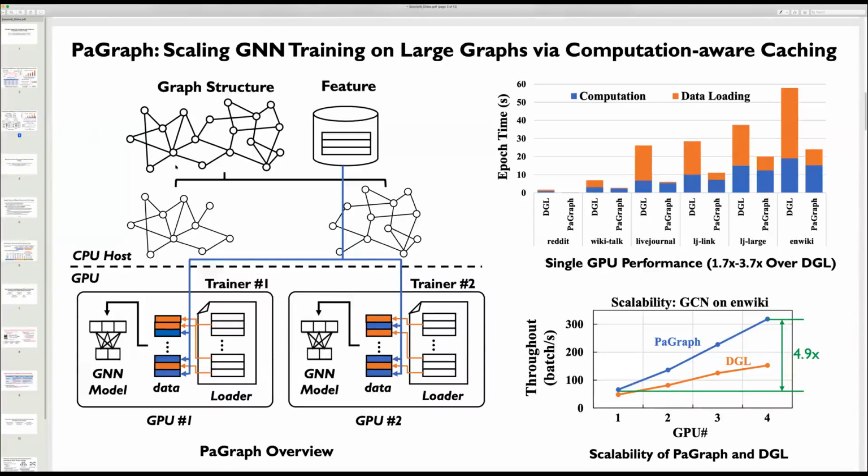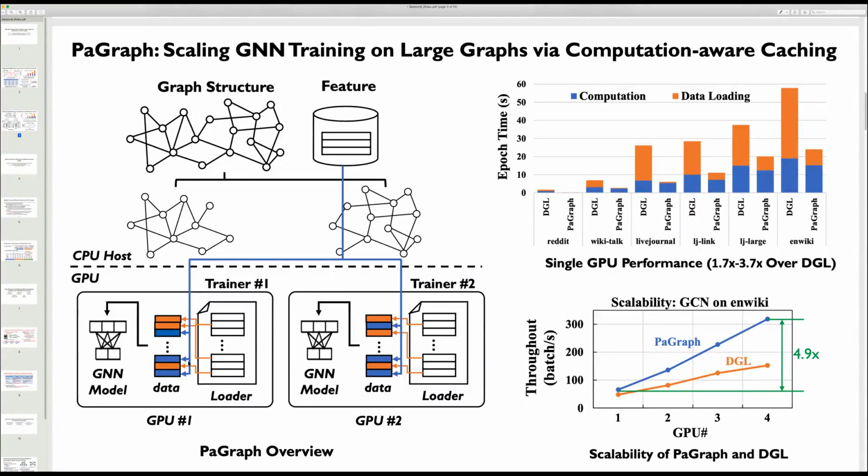Go ahead. Okay. So there is a loader inside each trainer, and the loader will cache frequently visited vertex data in GPU memory. The data loading in ParGraph will simultaneously fetch data from the graph store server and the loader. The results are shown on the right side. The right top figure shows the single GPU training performance. We can achieve up to 3.7 times speedup over DGL.